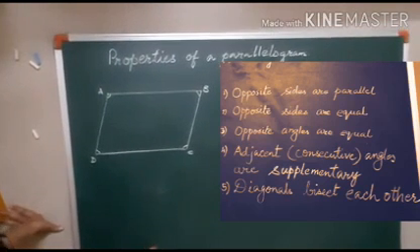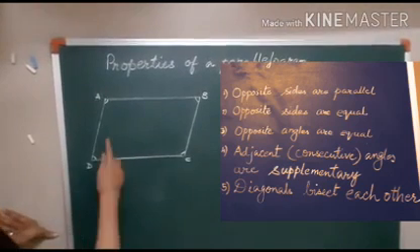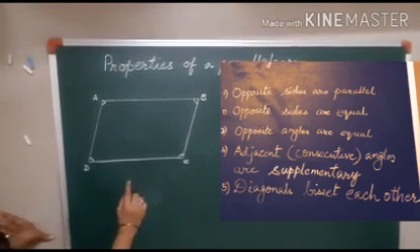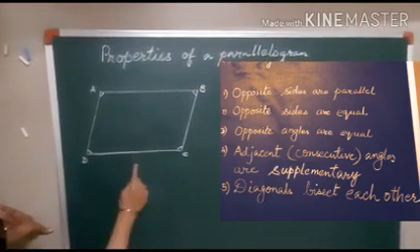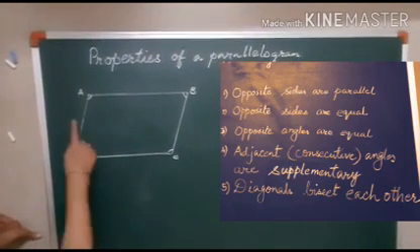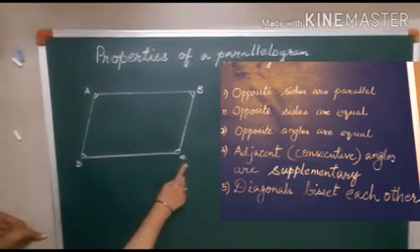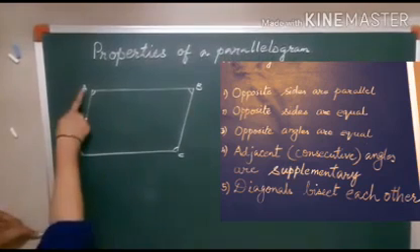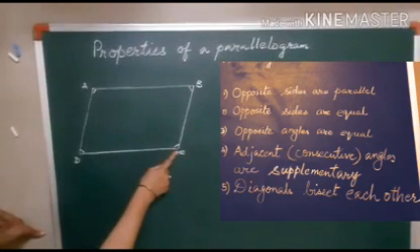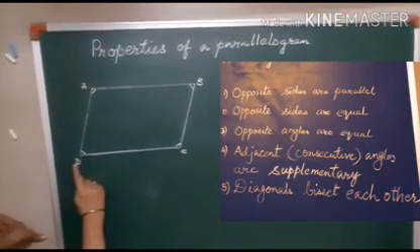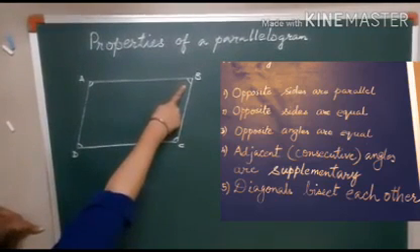Now let's learn about the properties of a parallelogram. Here you can see ABCD is a parallelogram. AB and CD are opposite sides. Similarly, AD and BC are opposite sides. Angle A is opposite to angle C. Angle D and angle B are opposites.